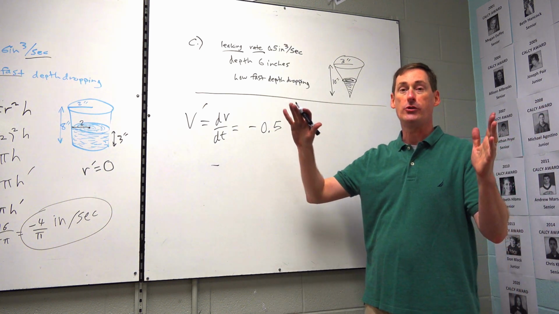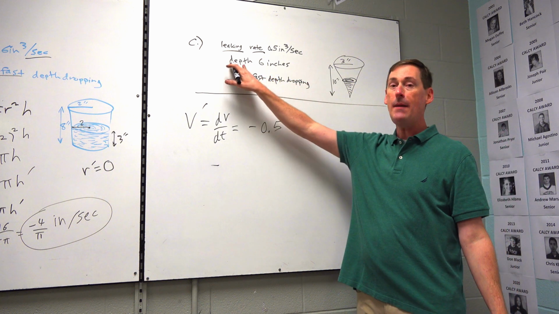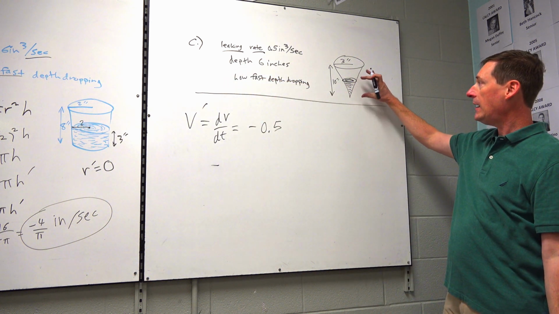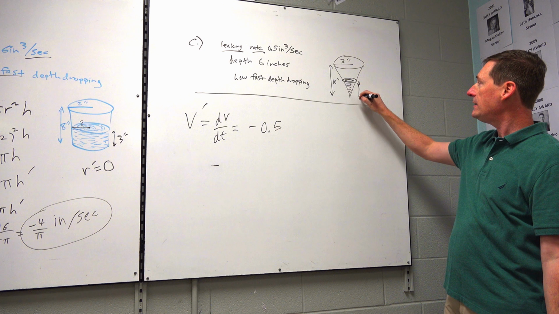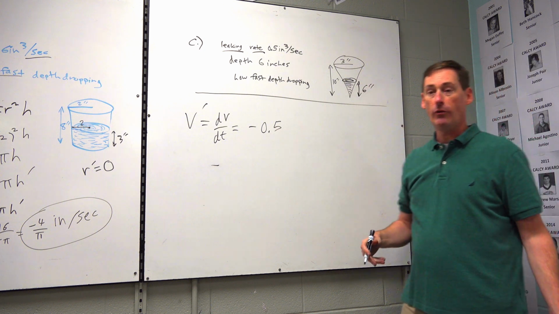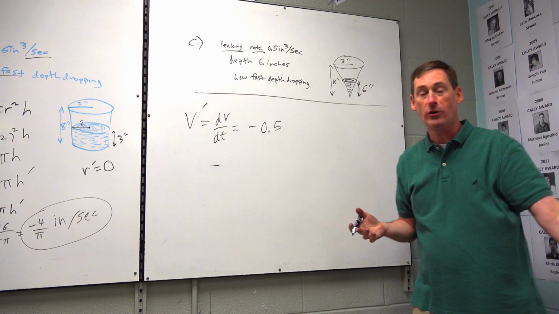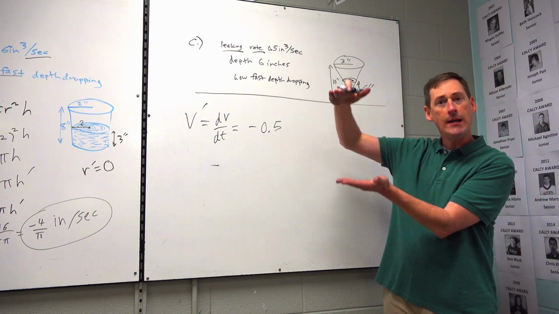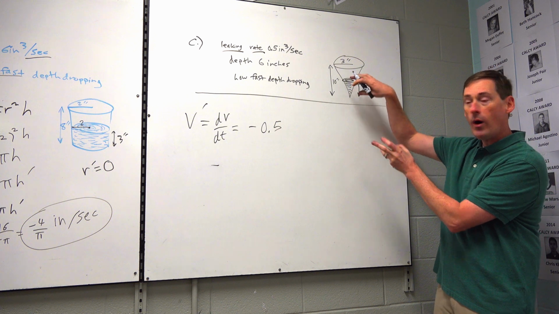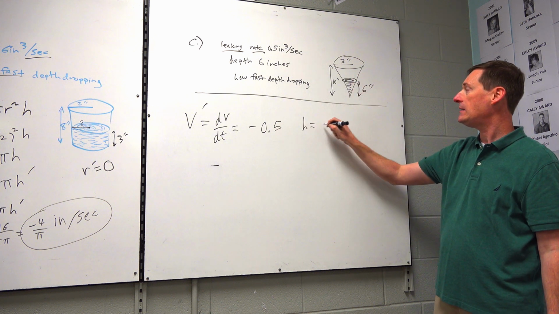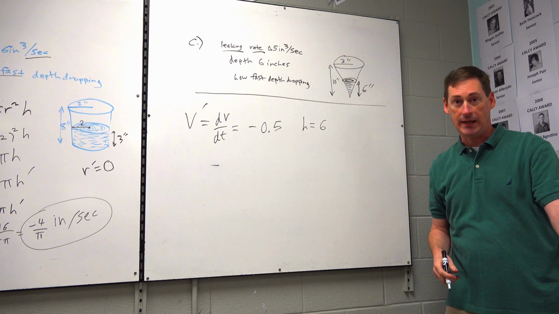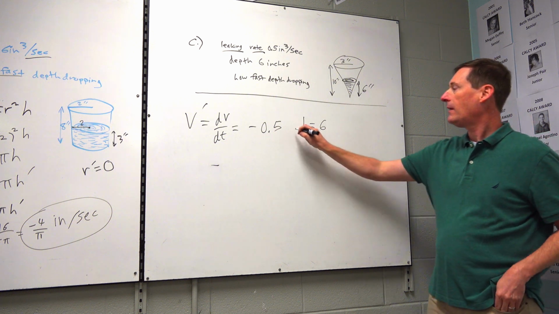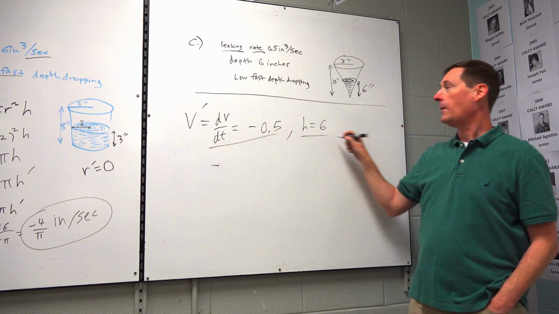All right, what else do we know here? Oh, when the depth reaches 6 inches, okay. So when this depth of all the leftover melted delicious juice that they put in your snow cone gets down to 6, okay, isn't that a height of the little cone of water? So the height is 6 inches, okay? So we've got 2 clues right there.